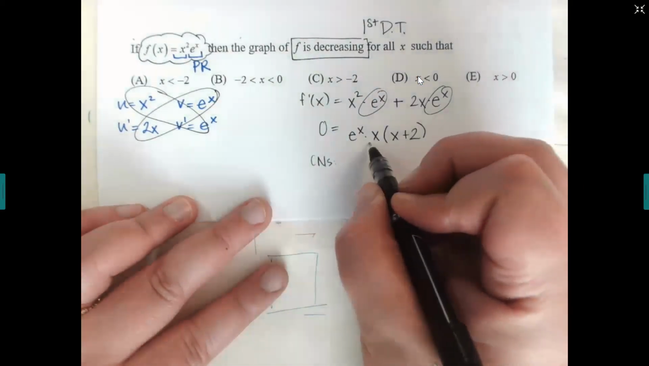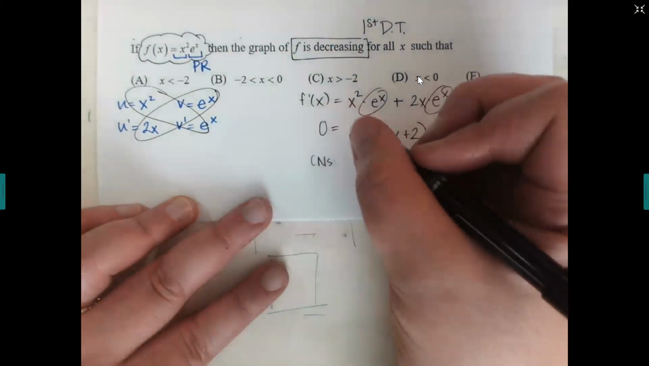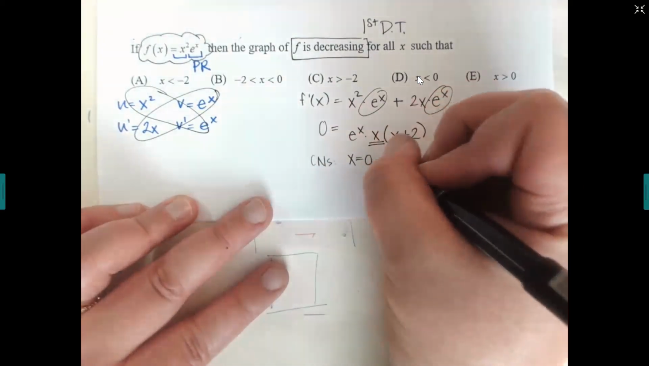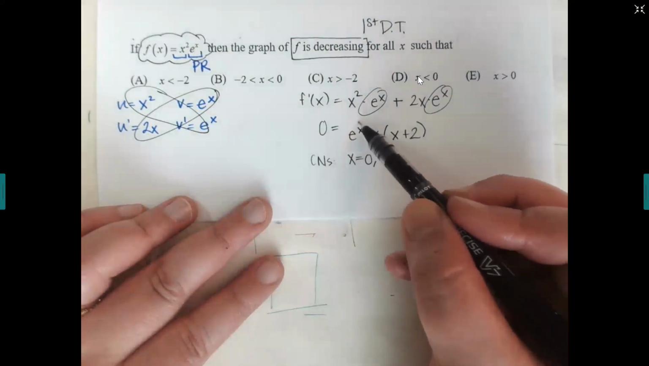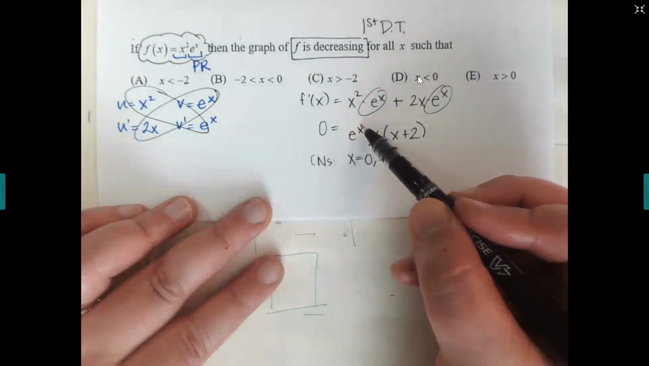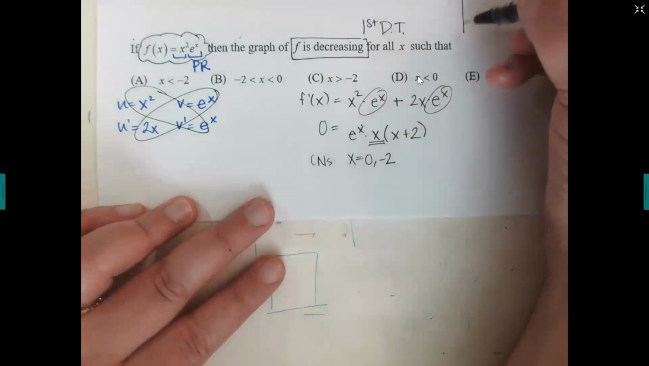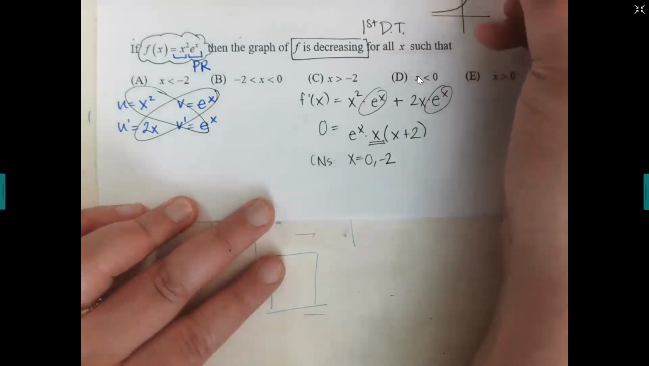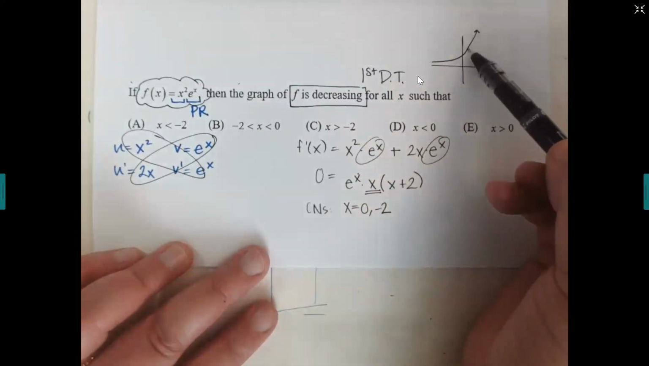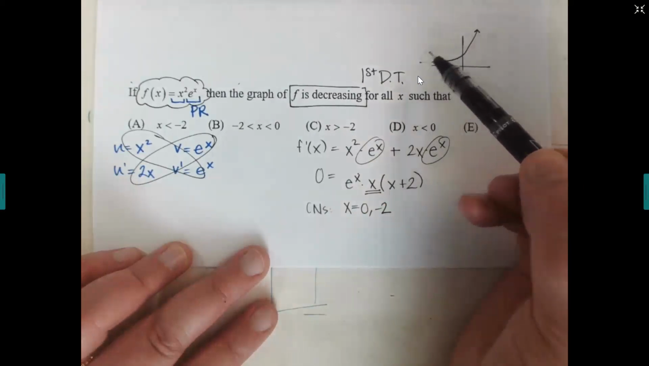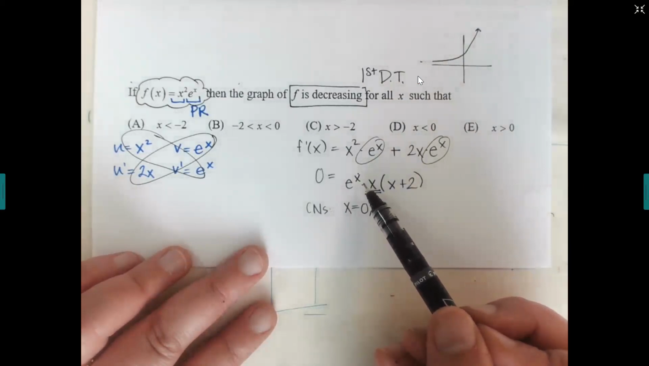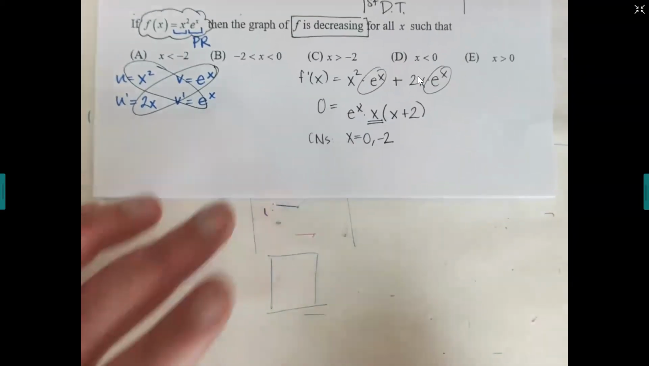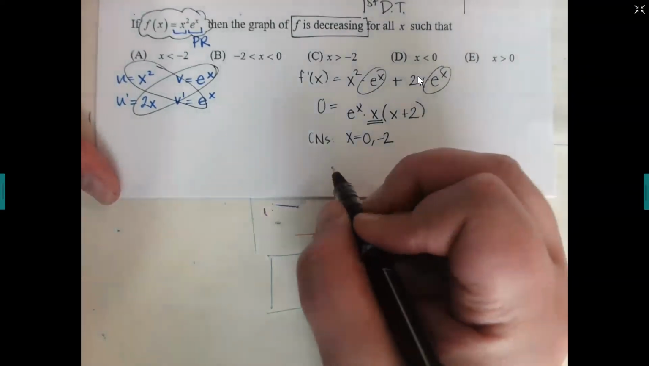Okay, if I have an x on the outside, what's that number? 0, -2. Now, what about e to the x? Does e to the x ever equal 0? Think about the graph. No, e to the x looks like this. Remember, it has an asymptote on this side, but it never actually gets to 0. So the e to the x part of this is always positive. It'll never hit 0 and give you an extra critical number. So we only have 0, -2. Put them on your number line.